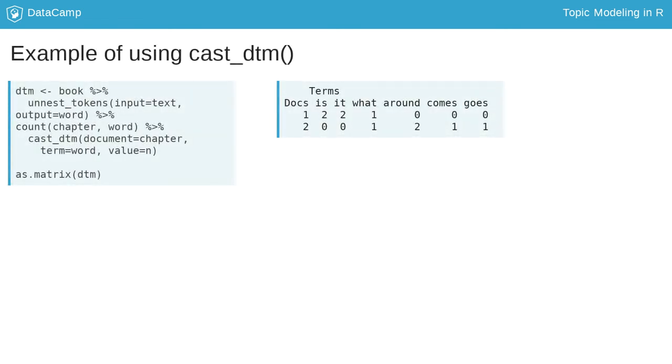Here is an example. You should recognize most of this script. Everything until cast_dtm is the code that creates a tidy table with word counts. We add the call to cast_dtm and get back a document term matrix. It is stored in a special format as a so-called sparse matrix. We can examine its contents by converting it to a regular matrix using function as.matrix.